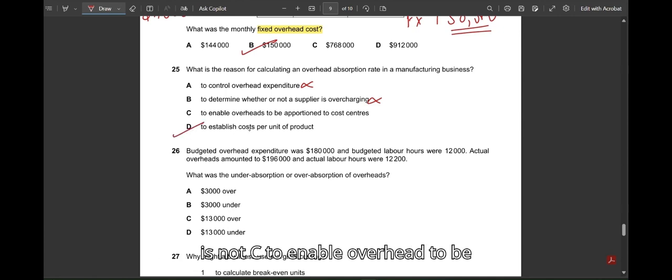Now understand why it is not C. To enable overhead to be apportioned to cost centers. See, in manufacturing business, we know that there are different cost centers, manufacturing departments as well as service departments. Normally we apportion the service department expenses to the cost centers, but not necessarily always would there be a service department. So not necessarily always you have to apportion. What if there is a direct cost center in your manufacturing business? In that case, apportionment is not required, right? So that is why C is not the right answer.